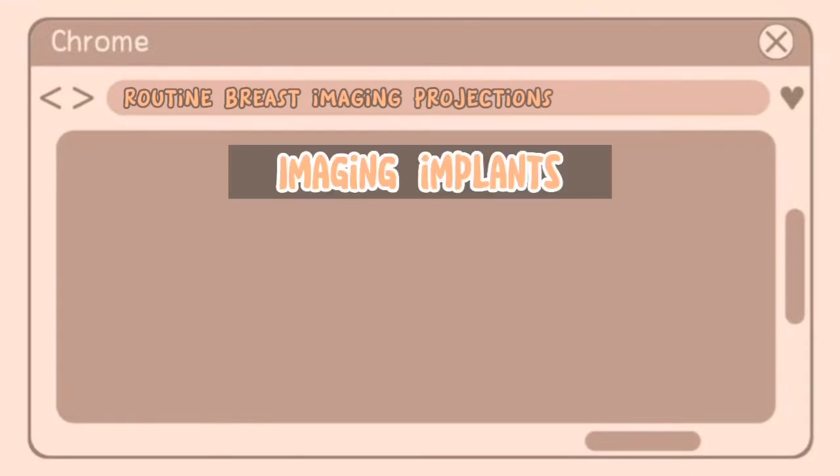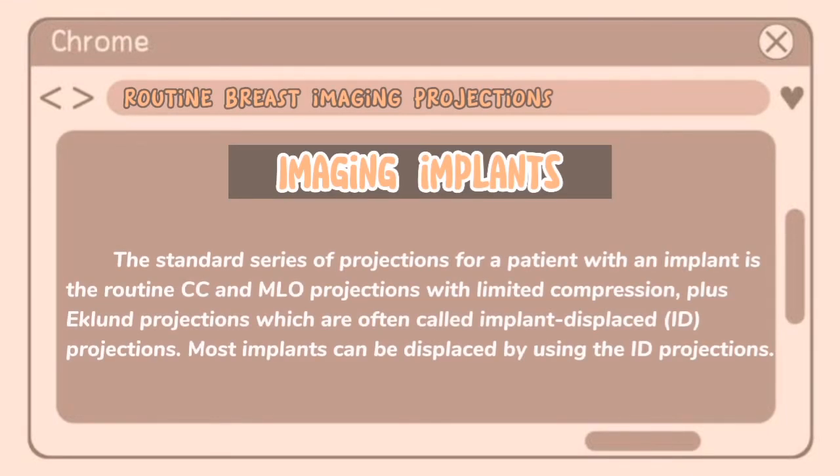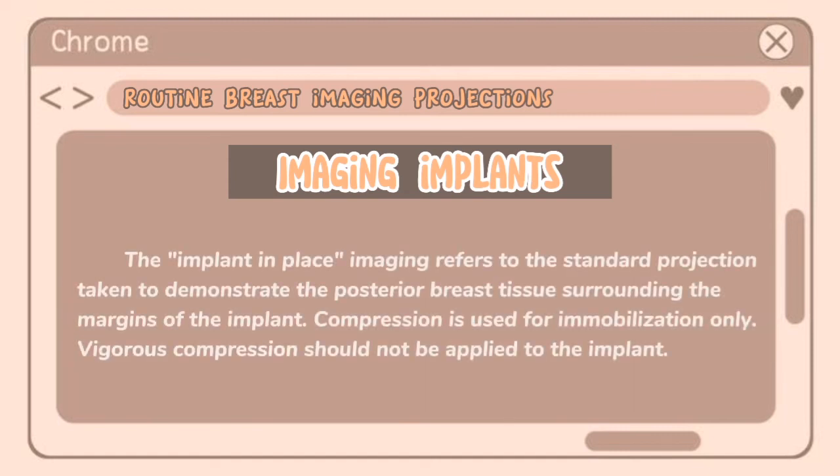Imaging implants. The standard series of projections for a patient with an implant is the routine CC and MLO projections with limited compression, plus implant displaced projections, which are often called ID projections. Most implants can be displaced by using the ID projections. Implant-in-place imaging refers to the standard projection taken to demonstrate the posterior breast tissue surrounding the margins of the implant. Compression is used for immobilization only. Vigorous compression should not be applied to the implant.